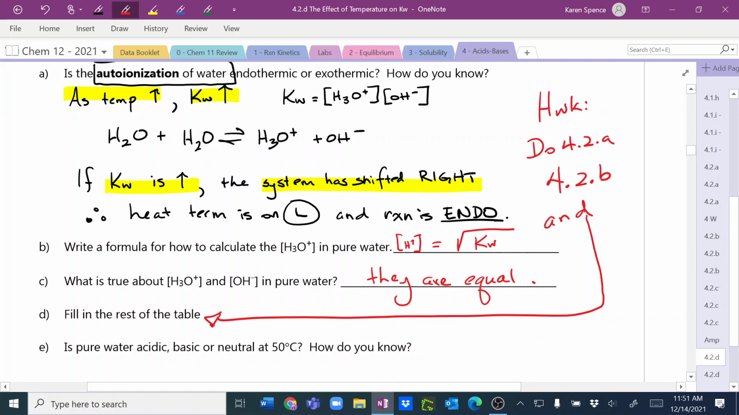So your homework: you're going to do 4.2a, 4.2b, the questions, and then you're going to do this. There's a little extra stuff that I'm going to teach you on Thursday. If you want a preview of that, watch the video because it'll come sooner. So if you don't want to just learn it on Thursday right before your quiz, feel free to watch the video and learn it sooner. Okay? You're welcome.